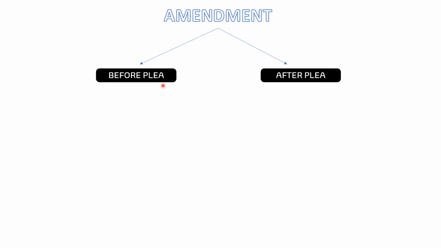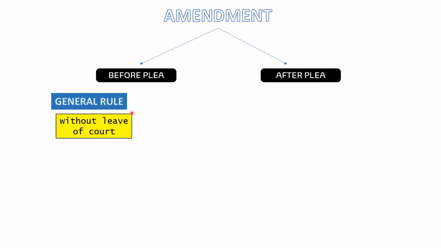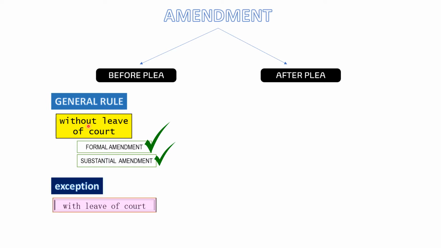We said that amendment of your information can be made before plea. But what is the rule if you are going to amend your information before plea? Take note that there is a general rule, and that general rule is you can amend without leave of court. You can amend your information without leave of court before plea, as to formal amendments and as to substantial amendments. But since we are talking about the general rule, of course, palaging may exception. And what is that exception? You need leave of court for two matters. We will discuss that later.